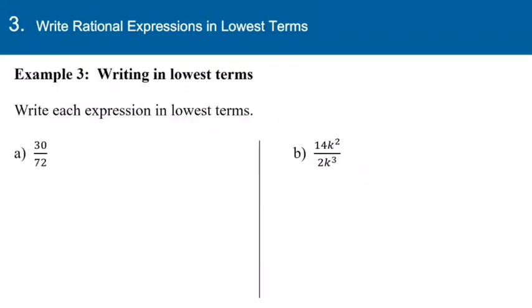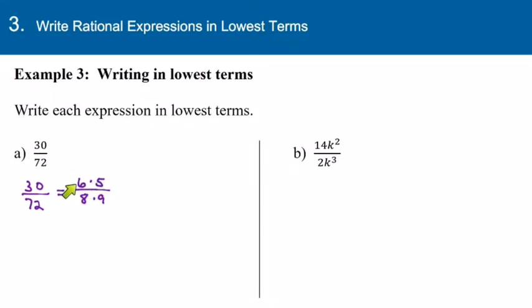Okay, before we simplify a rational expression, let's try simplifying just a regular old fraction so we can remember how this works, and that will help you understand it when we get to some that contain variables. Okay, so we have 30 over 72. Let's factor 30 into 6 times 5, and let's factor 72 into 8 times 9. Now, I still don't see anything that can be canceled out here, so let's keep going.